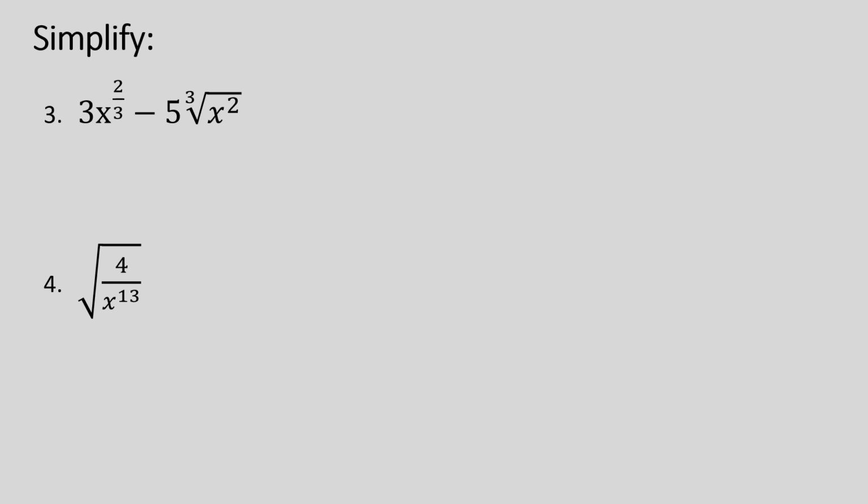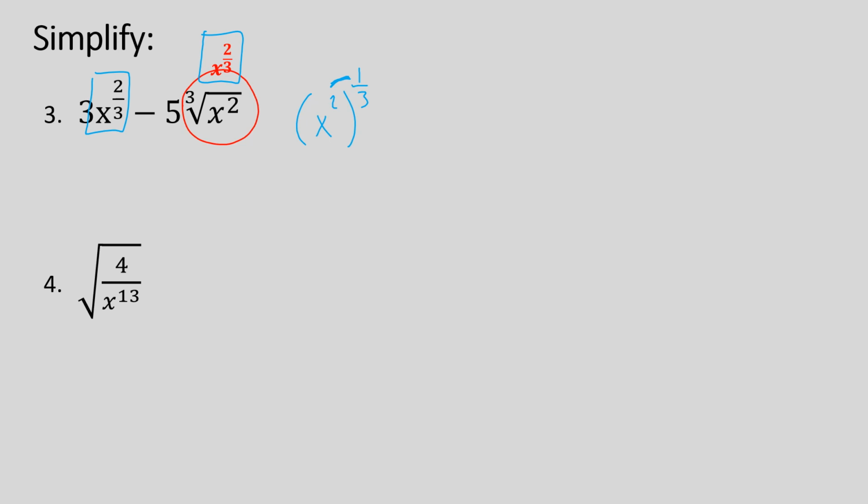Number 3, 3x to the 2/3 power minus 5 cube root of x squared. First thing to note here is that if we were to rewrite this cube root of x squared as a fractional exponent, the root is always going to go on the bottom. So this is really x squared to the 1/3 power. Now we could multiply these exponents, and we would get x to the 2/3 power. So really both of these are the same. They're like terms. They're both x to the 2/3 power.